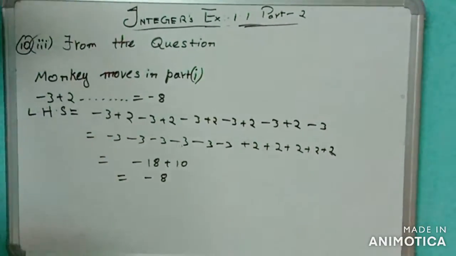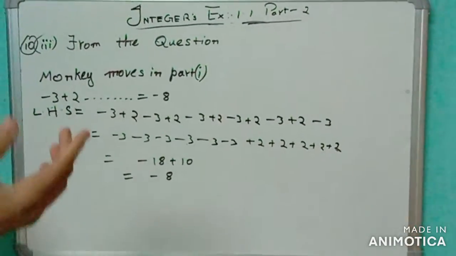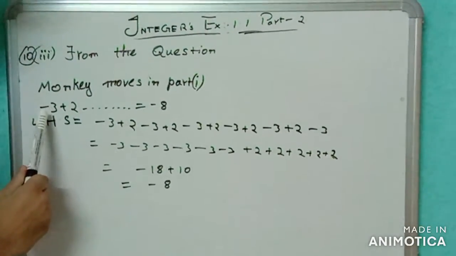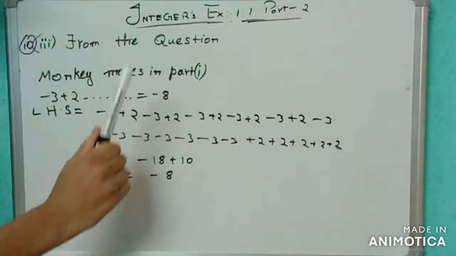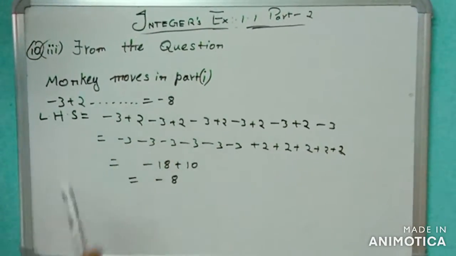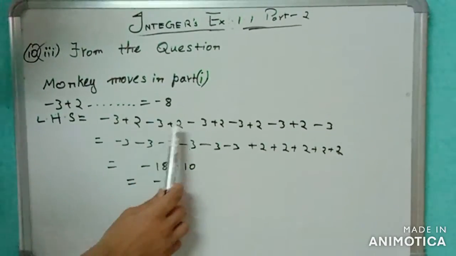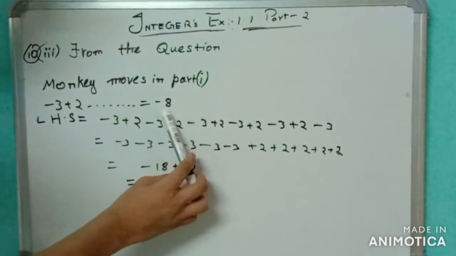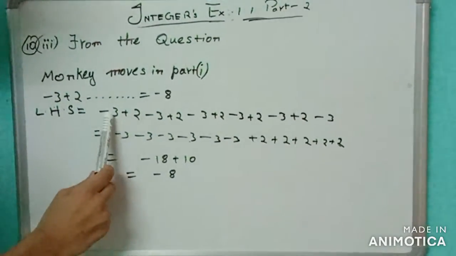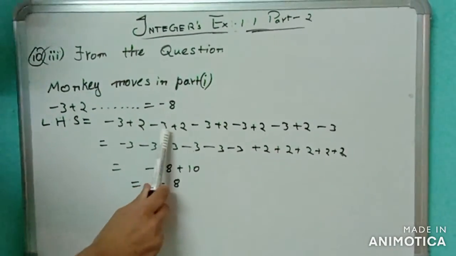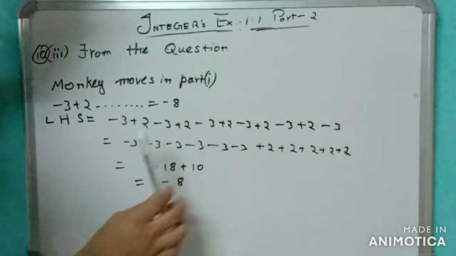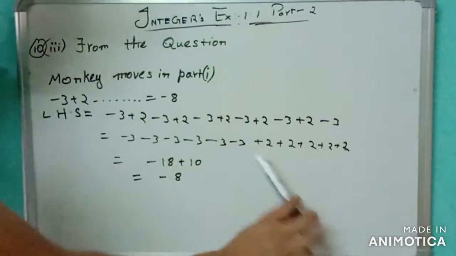The monkey moves in part 1, right? 3 steps front and again 2 steps back. So that one, minus 3 plus 2, up to so on, is equal to minus 8. So the LHS is minus 3 plus 2, up to so on, and the RHS is minus 8. So if we add and subtract, how much do we need to equalize the LHS and this RHS? So minus 3 plus 2, minus 3 plus 2, minus 3 plus 2, minus 3 plus 2, minus 3 plus 2. So let's take the minus values together and plus values together.